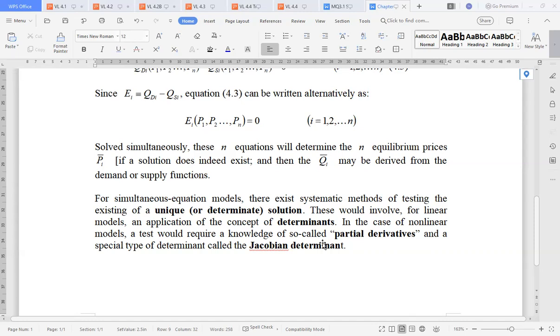If we're dealing with matrix algebra and linear models, class, we have the concept of what we call a determinant. If you're dealing with a nonlinear model, then later on we will require the knowledge of partial derivatives and what we call the Jacobian determinant. Okay, so for chapter 4, we will only deal first with the linear models and then extend it later on to the Jacobian determinant. Let me just go quickly, class, over what to expect in chapters 4 and 5 as well.